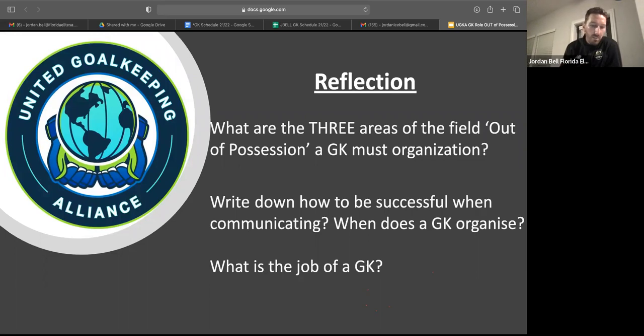And then the last one, easiest question of the night. What is the job of a goalkeeper? Who's the first one to say it? Don't all say it at once. What's your main job? Keep the ball where? Out the back of the net. Yes, bingo.